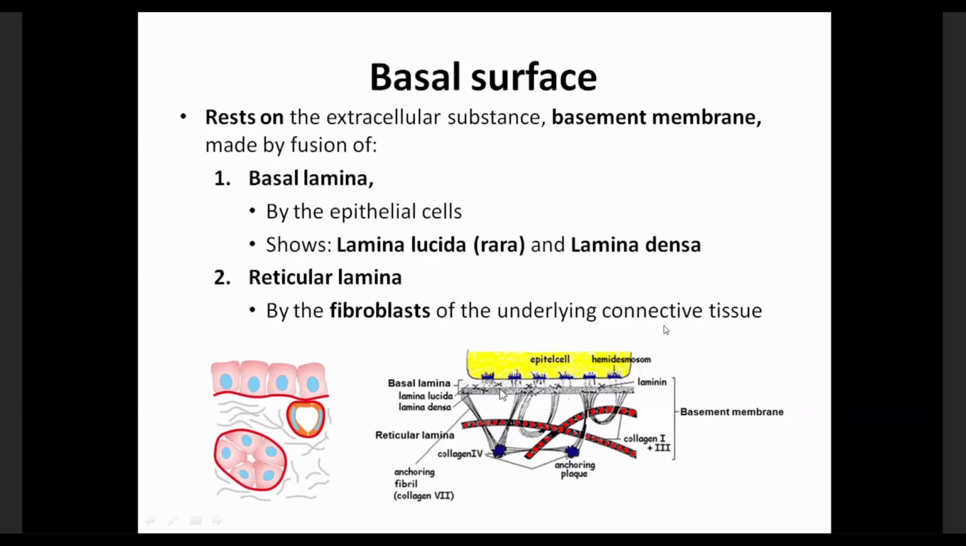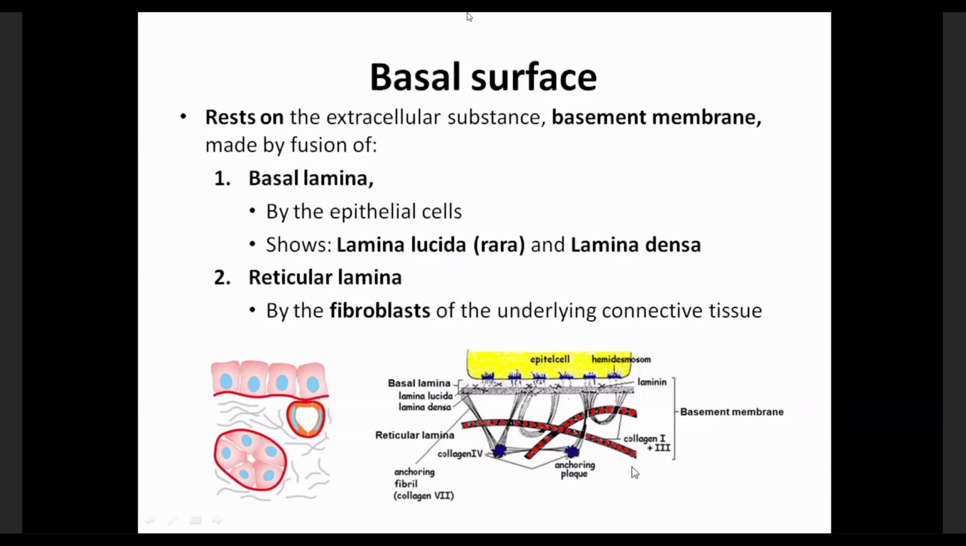These are visible as lamina lucida and lamina densa, and these together are named as basal lamina. So epithelial cells are contributing the basal lamina. On the other hand, from the inner aspect, connective tissue would contribute what is named as reticular lamina. This reticular lamina is more of extracellular substance, which could be fibrous type of structures or amorphous type of structures, and this would be more clear to you when I describe the connective tissue next time.